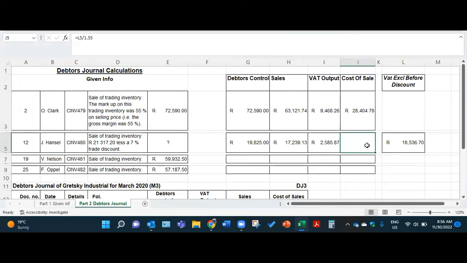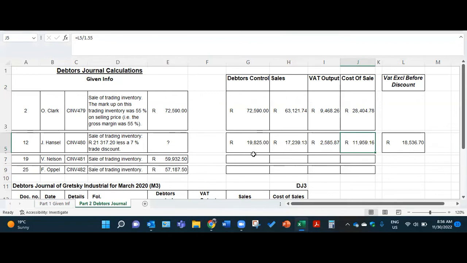So that price includes the markup of 55%, just like a VAT inclusive price includes the VAT of 15%. In this case, our markup is 55%. So we are going to divide this normal sale with 1.55, and our cost of sale will therefore be 11,959.16. The other two are quite straightforward.